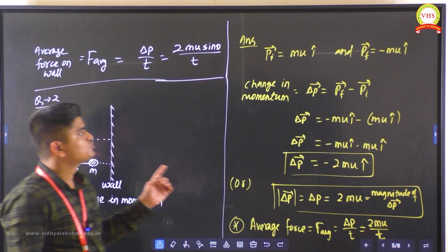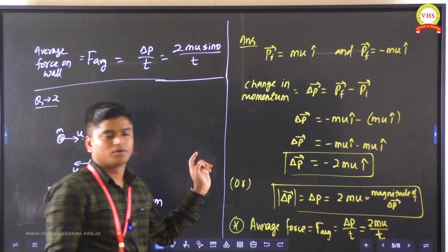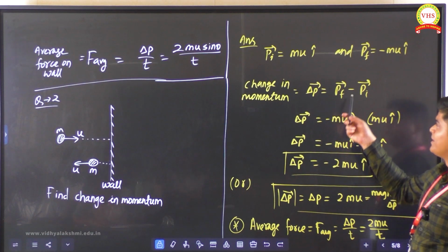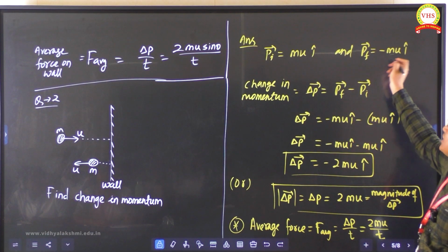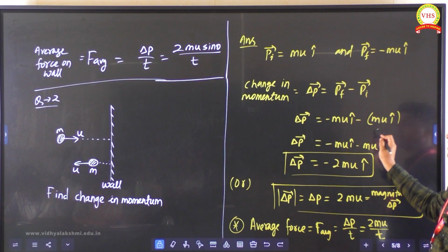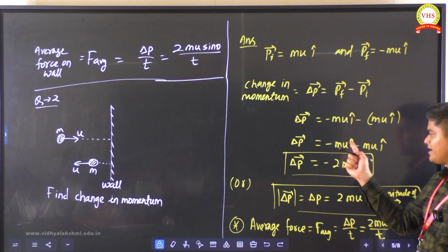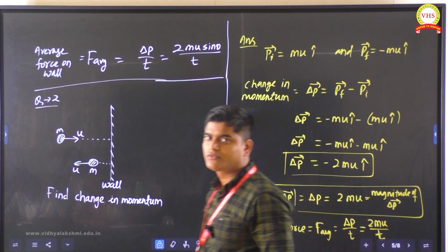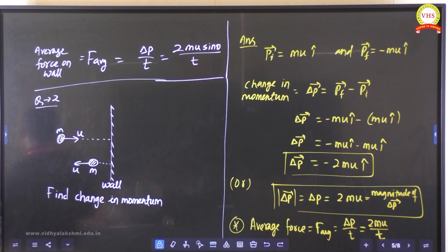Okay. So you try to understand here. Momentum in initial, final. Then change in momentum is final minus initial. This is the final you take here. Initial you take here. Then change in momentum is minus mu i cap minus mu i cap. It is coming minus 2 mu i cap. Okay. So this is the way you have to find a change in momentum.